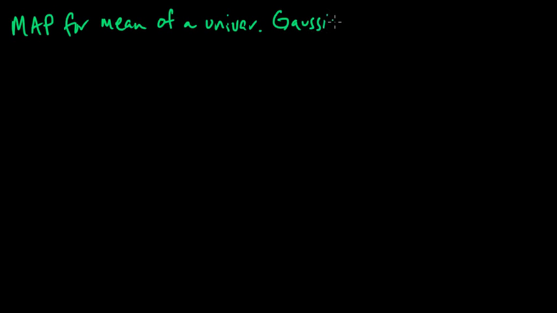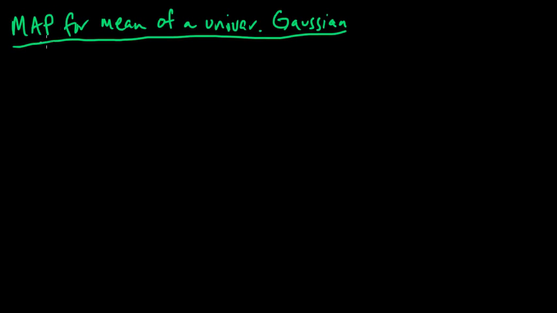Let's compute the MAP, the maximum a posteriori estimate, for the mean of a univariate Gaussian. Univariate Gaussian. So this should be a simple calculation. I haven't worked it out ahead of time, but we'll figure it out together.